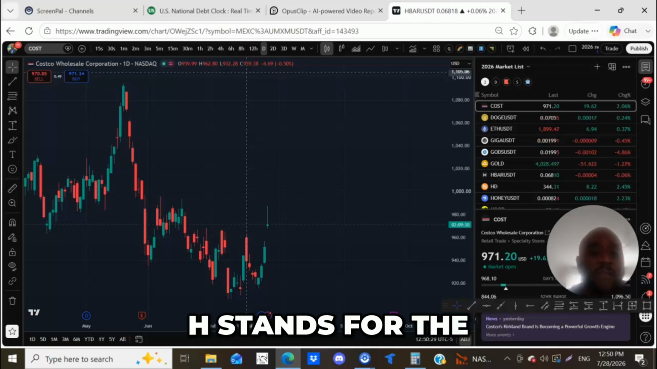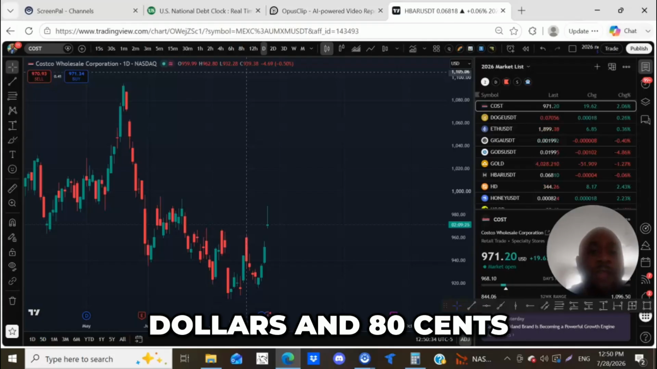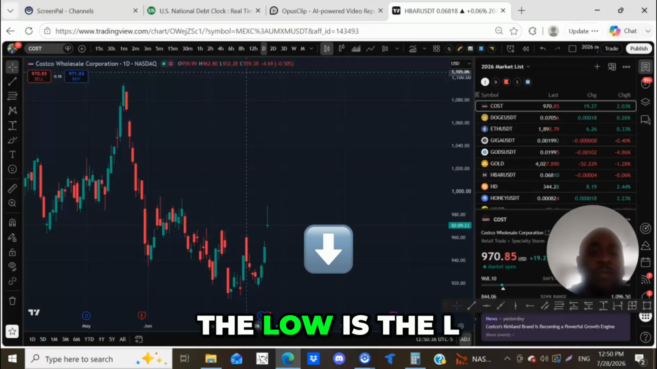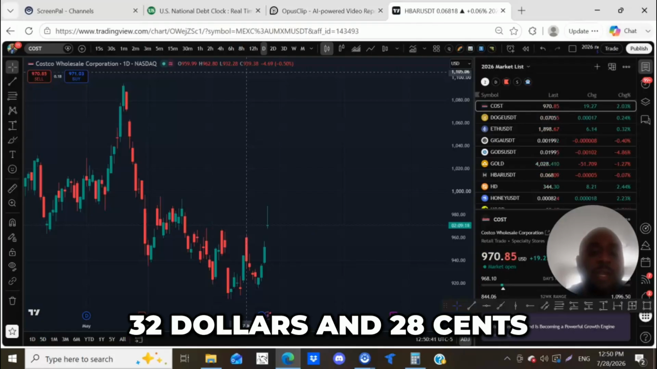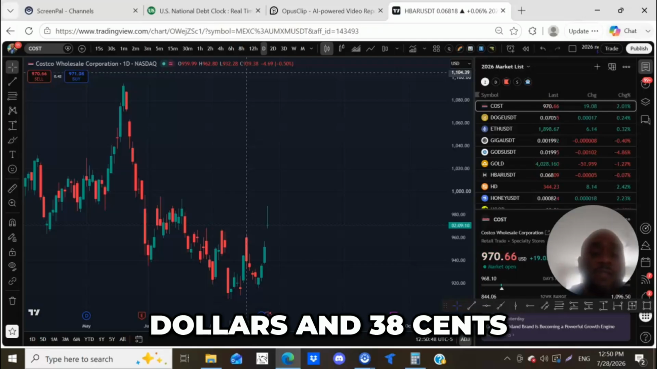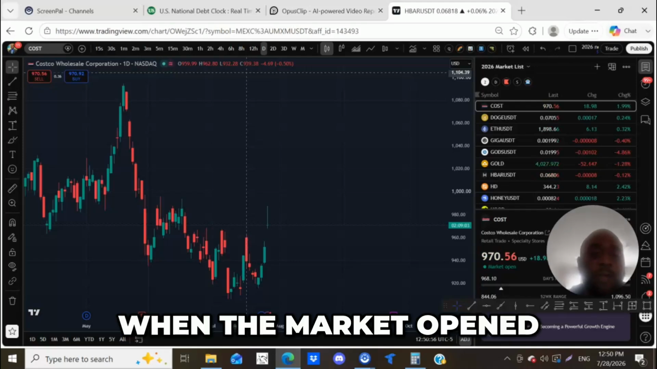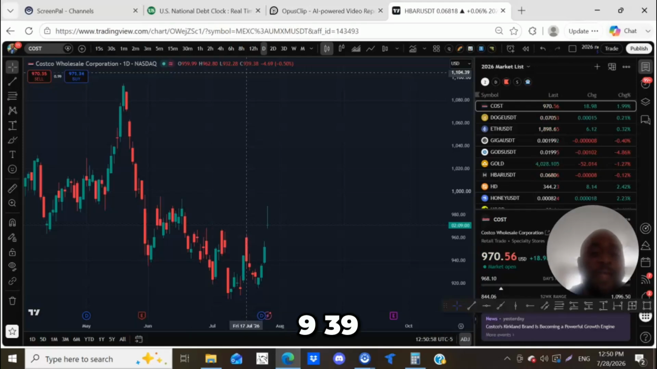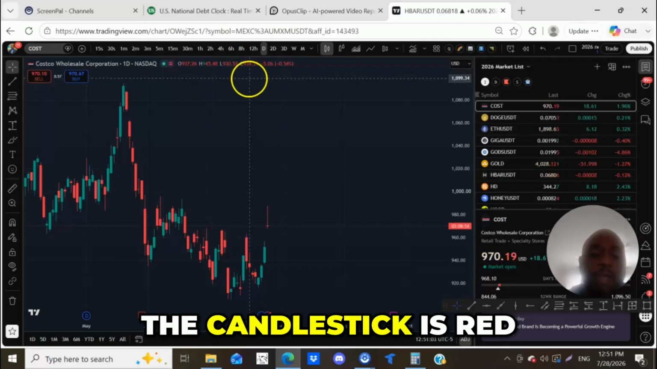The H stands for the high for that candlestick. So the price got as high as $962.80. The low is the L. It went as low as $932.28. And the C stands for closed, right? And it closed at $939.38. And so, in essence, it opened at 959 when the market opened and it closed at 939, obviously that is less. And that explains why the candlestick is red.